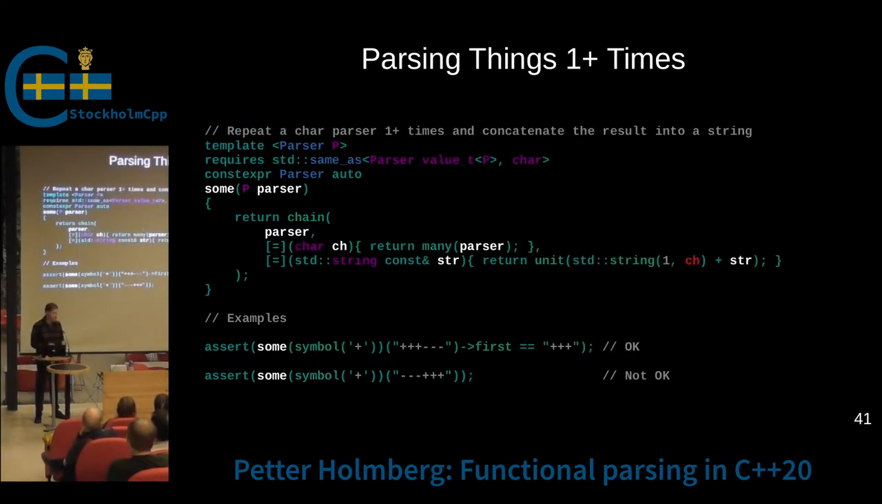Now, sometimes you don't want to parse a thing zero or more times. You want to parse it one or more times. So we want the same result as with many here, except in the second case, when we have no pluses in the beginning, we want to fail instead of returning an empty string. So that at first seems simple.